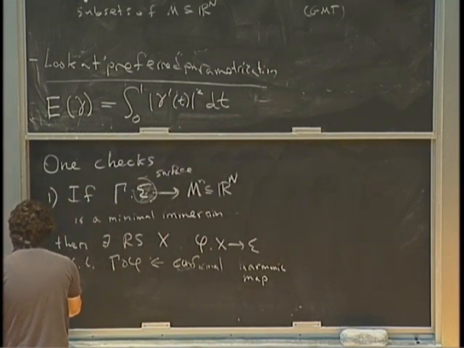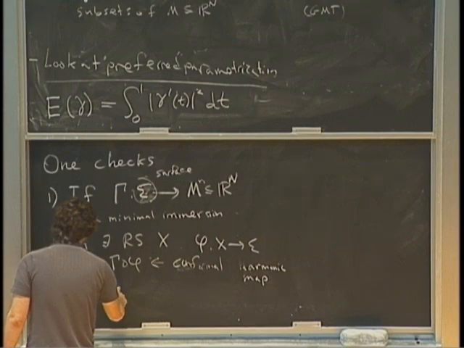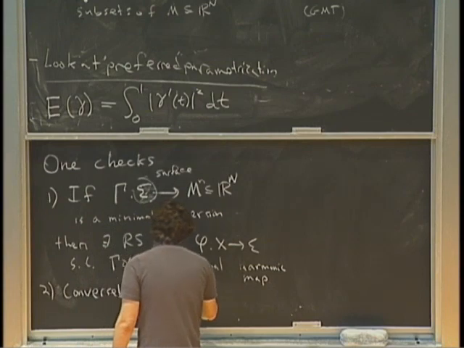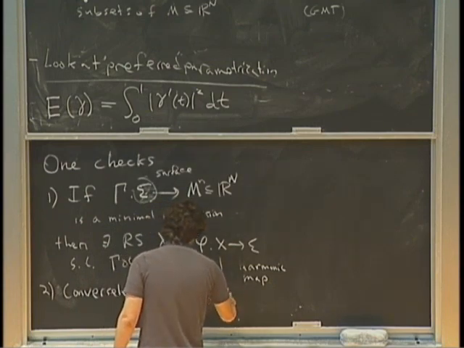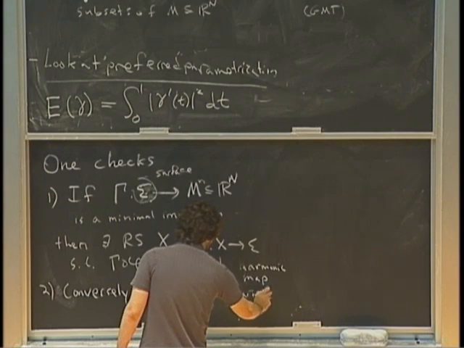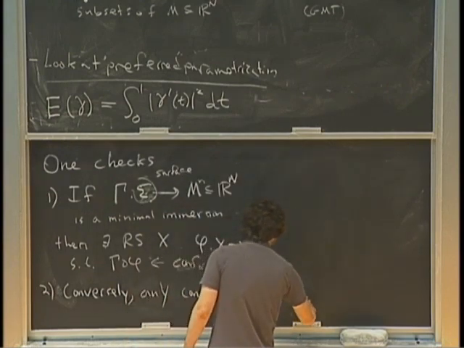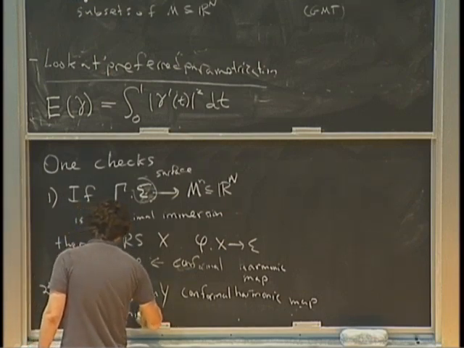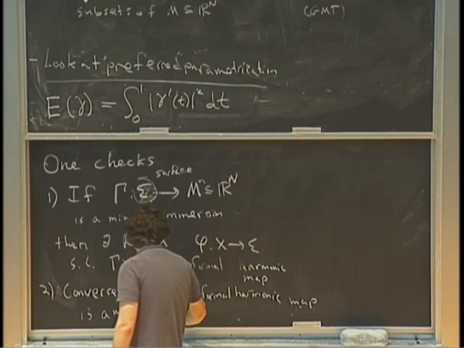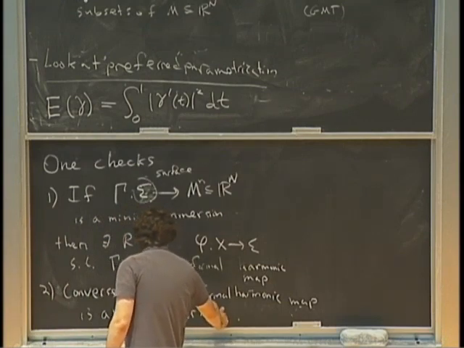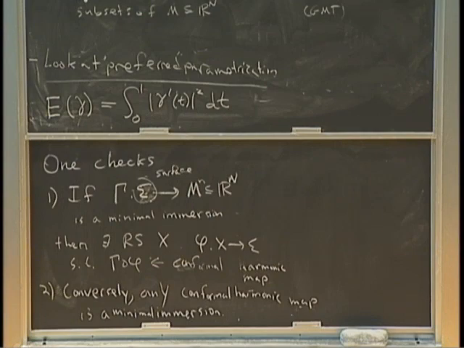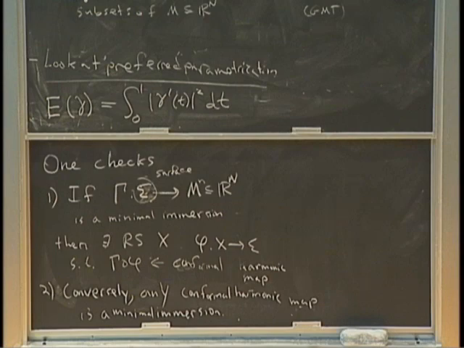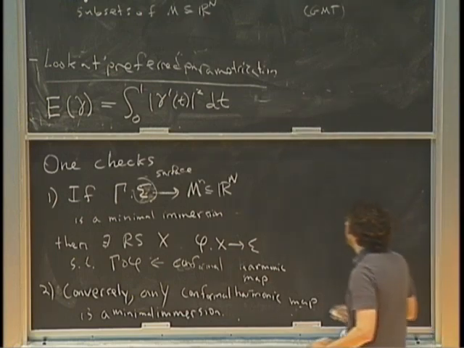And conversely, any conformal harmonic map is a minimal immersion. Okay, so that's something you have to compute. But the point is, going back to this idea about the minimum, at least, there's a very clear way to see this.